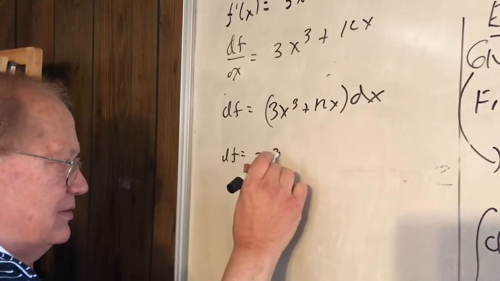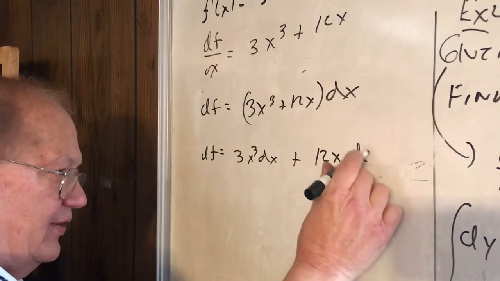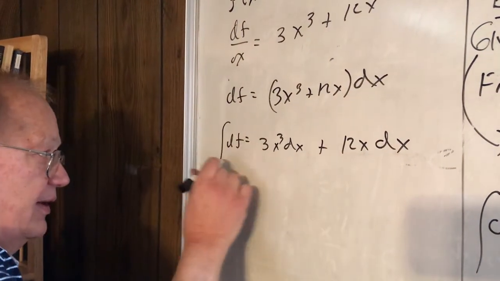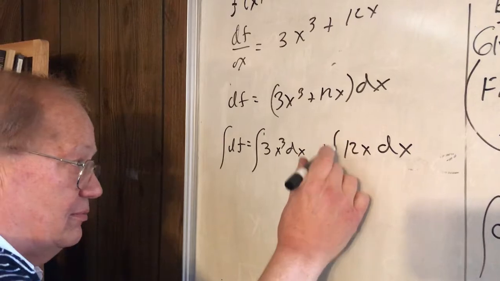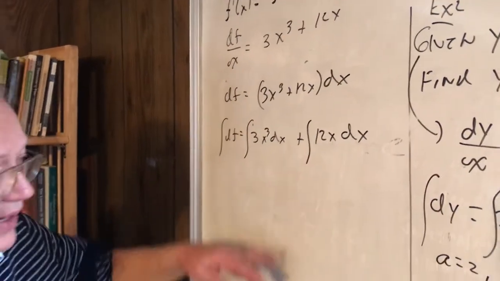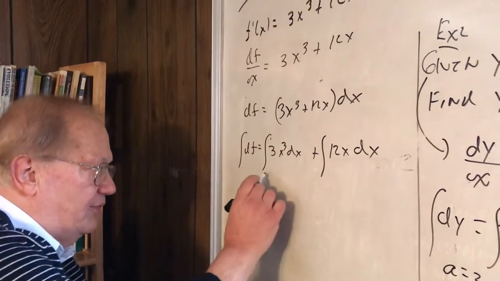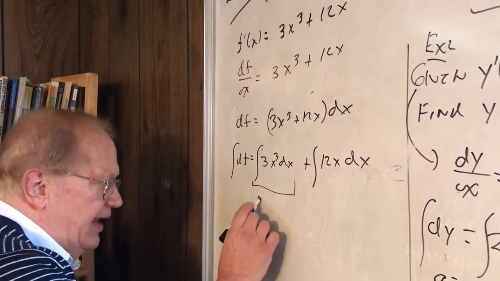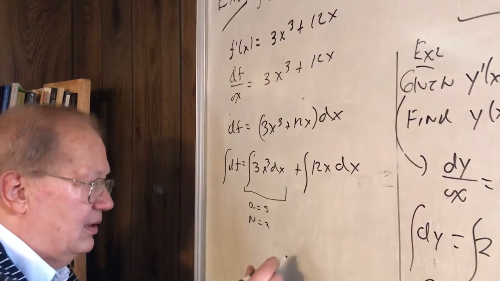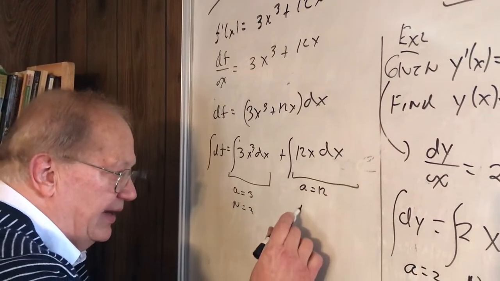3x cubed dx plus 12x dx. And now we'll put the integral sign on. Got to do it on each term. A term is something separated by a plus or a minus sign. So we can do each one separately if you want. Here a equals 3 and n equals 3. Here a equals 12 and n equals 1.